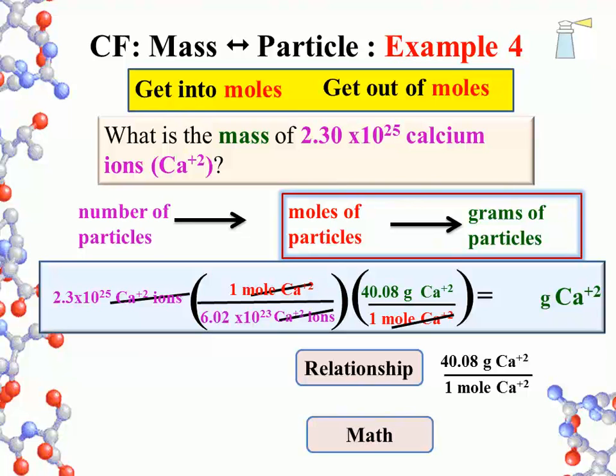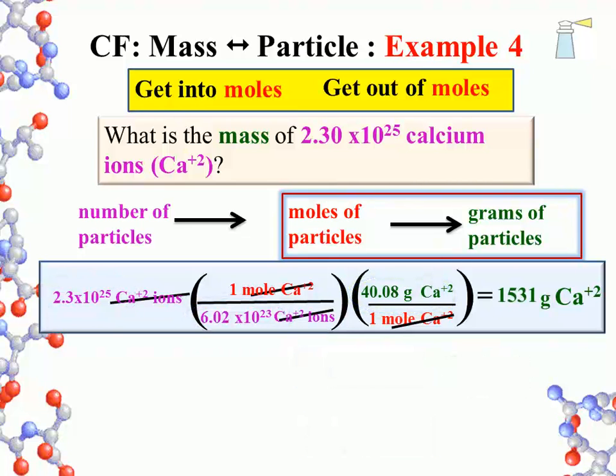The calculation can be a bit daunting, but as mentioned earlier, a good practice in solving these equations with multiple multiplications and divisions is to do all the multiplications first, and then all the divisions. Additionally, the multiplication and division of ones can be skipped. So, the calculation would follow as 2.3 times 10 to the 25th times 40.08 divided by 6.02 times 10 to the 23rd. That gives 1,531 grams of calcium ion.